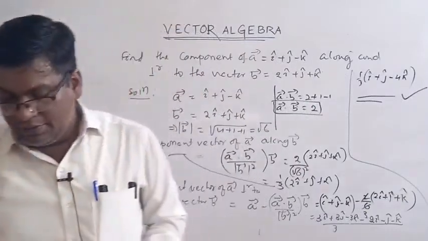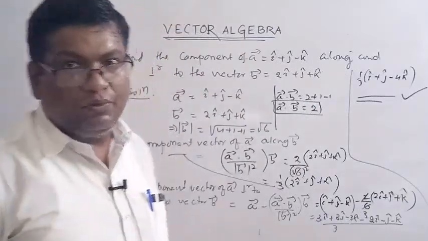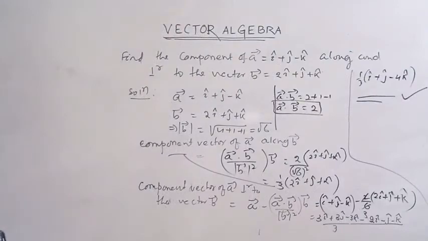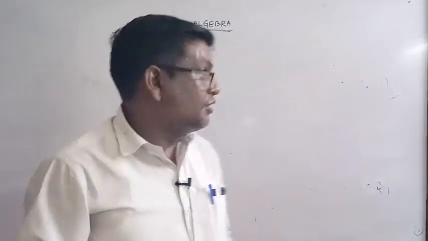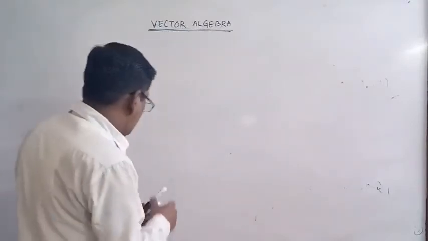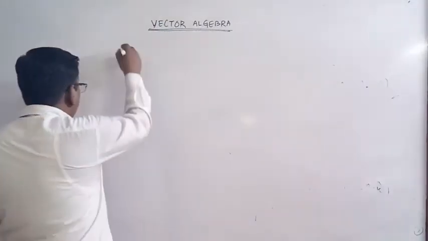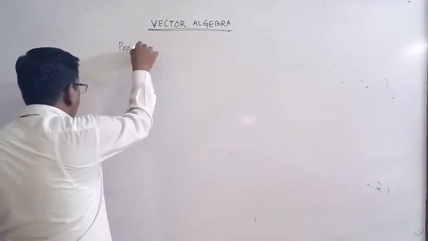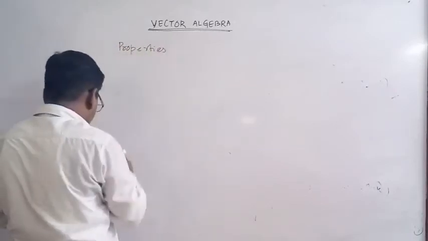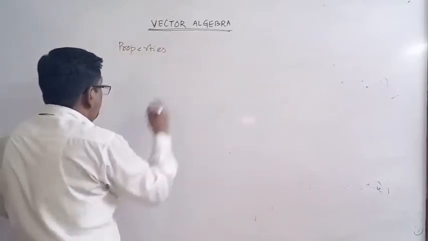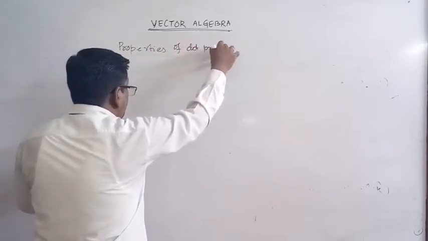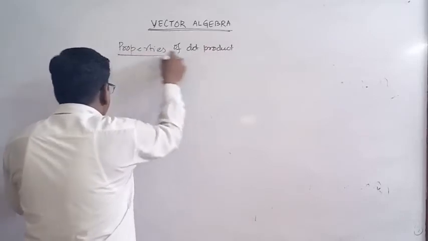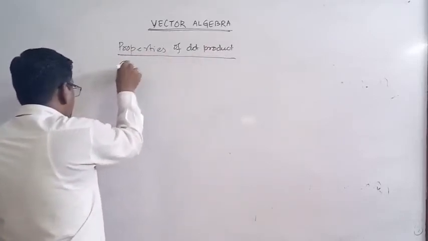Now some questions from textbooks. Now some properties of dot product. Properties of dot product. Number one, commutative.